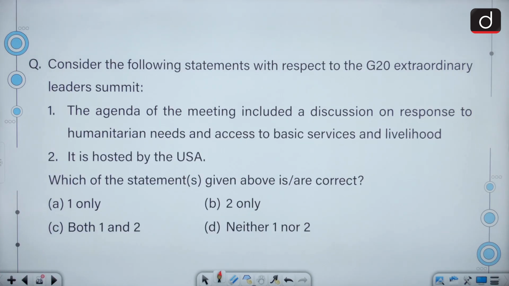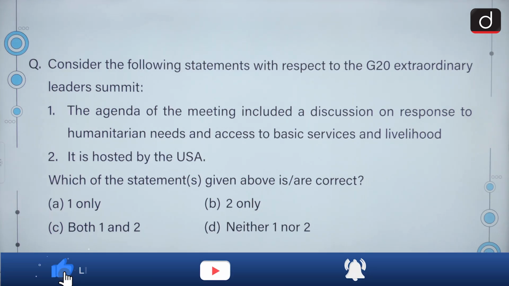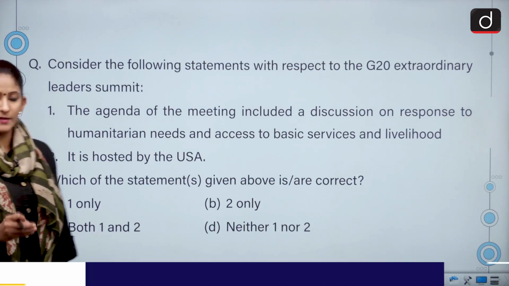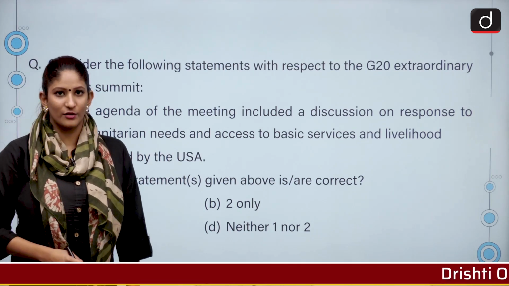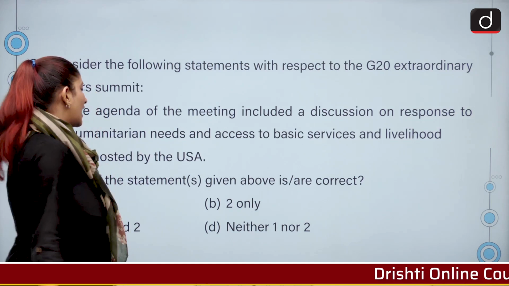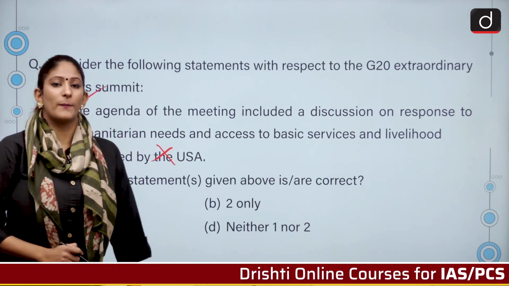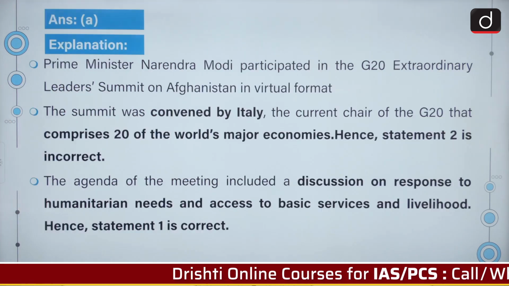Consider the following statements with respect to the G20 Extraordinary Leaders Summit. The agenda of the meeting included a discussion on response to humanitarian needs and access to basic services and livelihoods. It is hosted by the USA. We have to select the correct statement. Second is incorrect because it is hosted by the current chair of G20, that is Italy, and not USA. The first is definitely correct. The correct answer should be option A, that is 1 only.